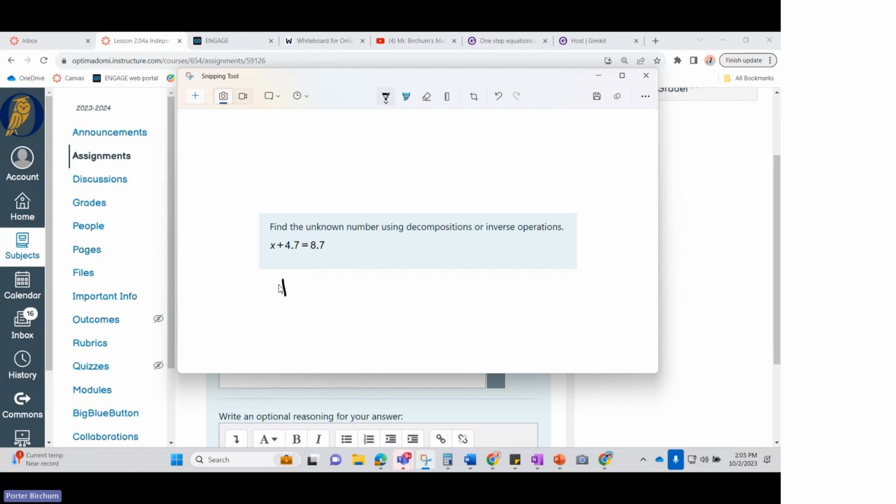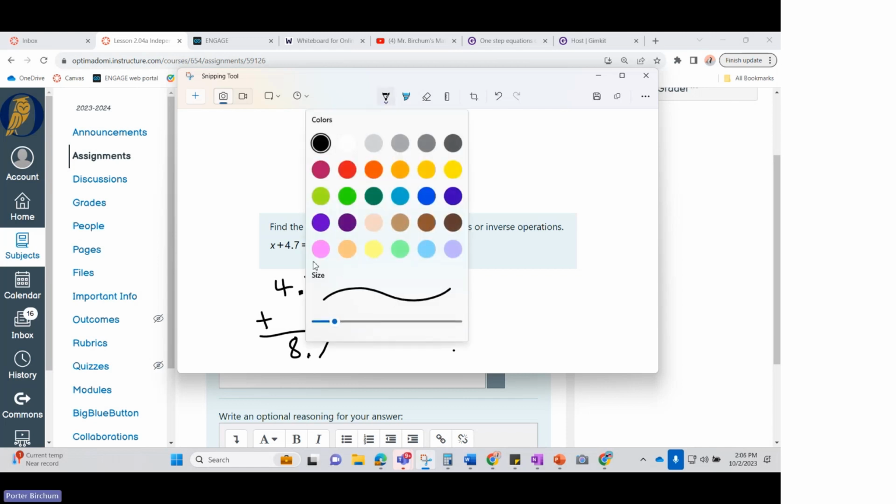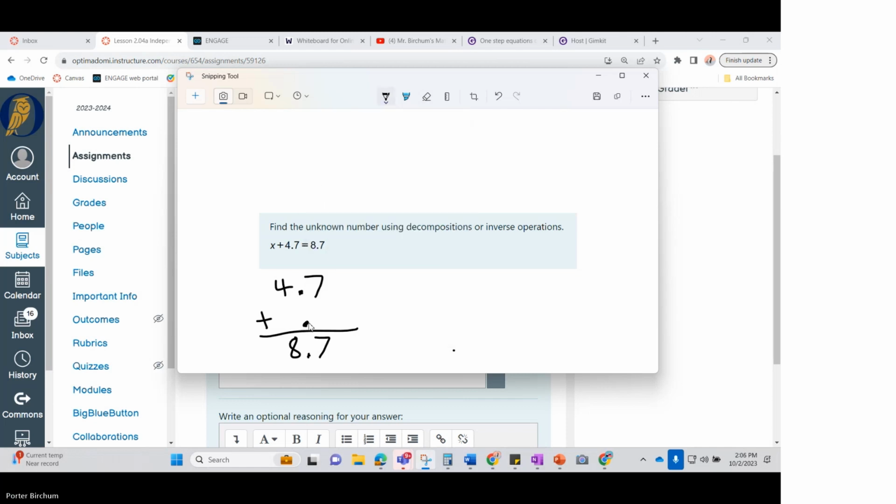So 4, I'm going to try and write it in the standard algorithm way, see if that helps me discover what the missing number is, plus question mark equals 8.7. Okay, let me erase that question mark. Okay, so with the standard algorithm, when we're adding and subtracting, the decimal point stays in the same spot.